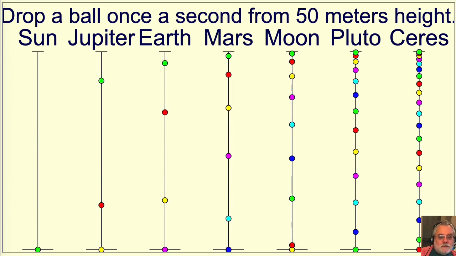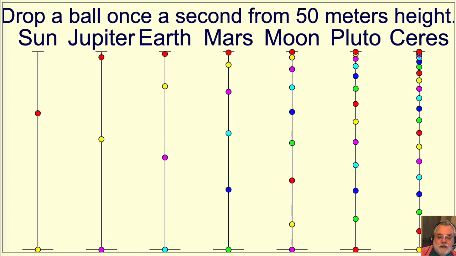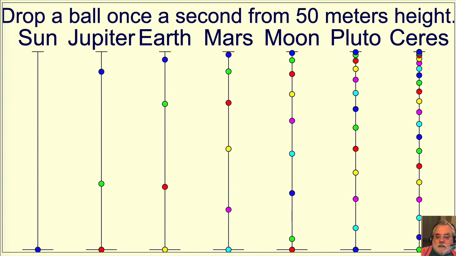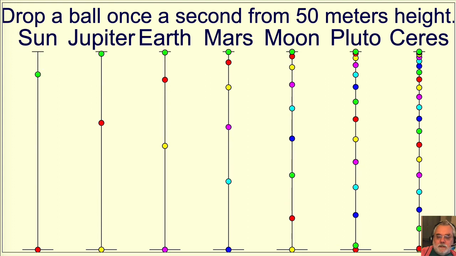This demo was simplified ignoring air resistance and viscosity. The demo also ignored that Jupiter and the Sun don't have a solid surface and ignored the Sun's radiation and solar wind.